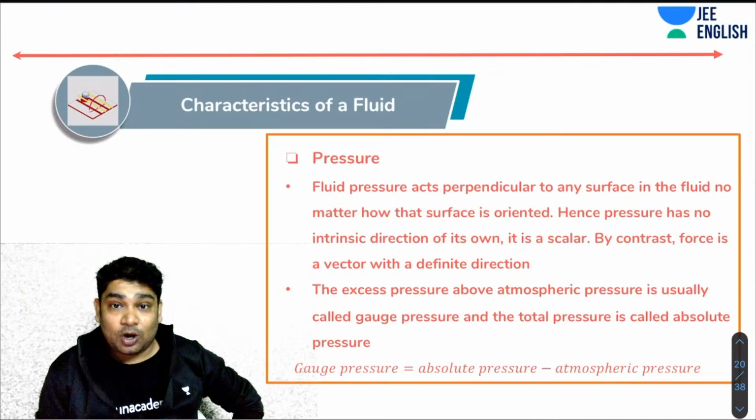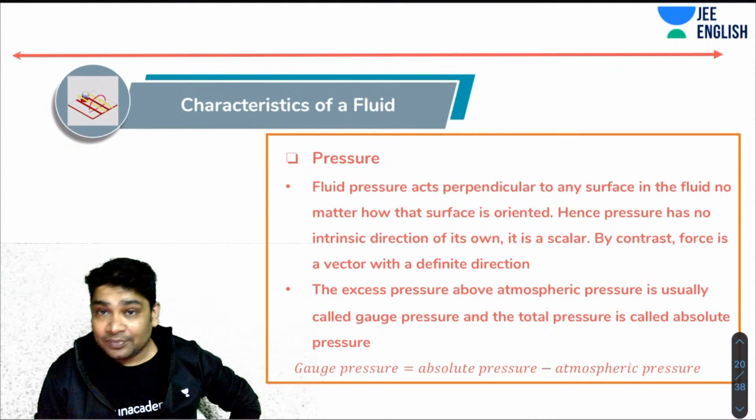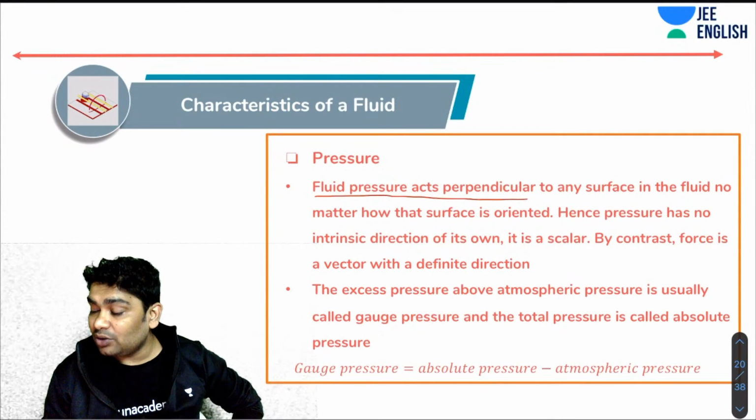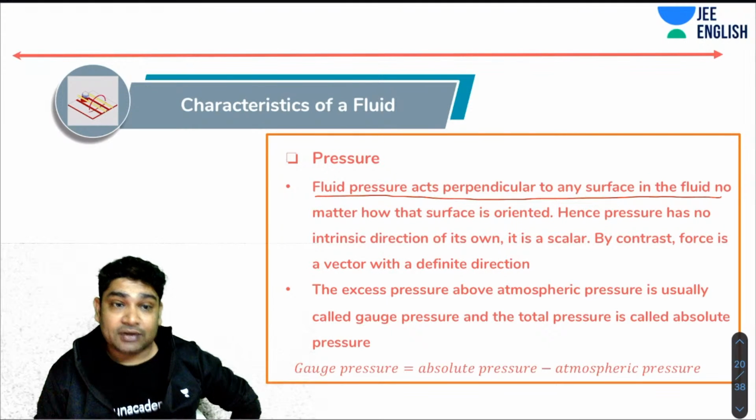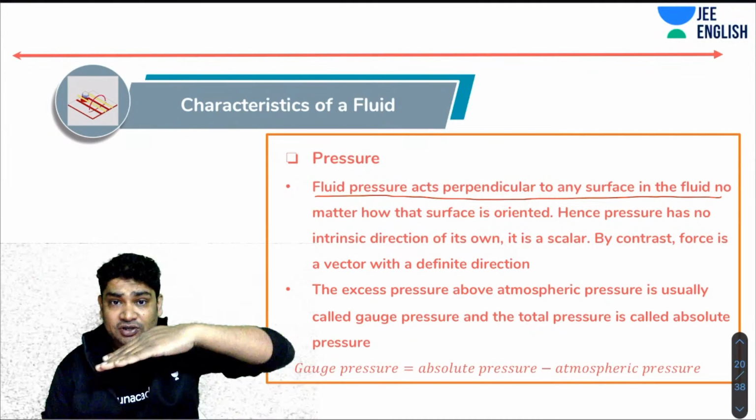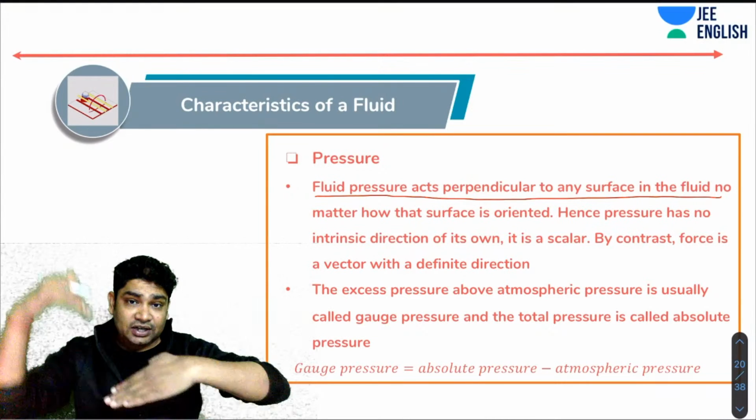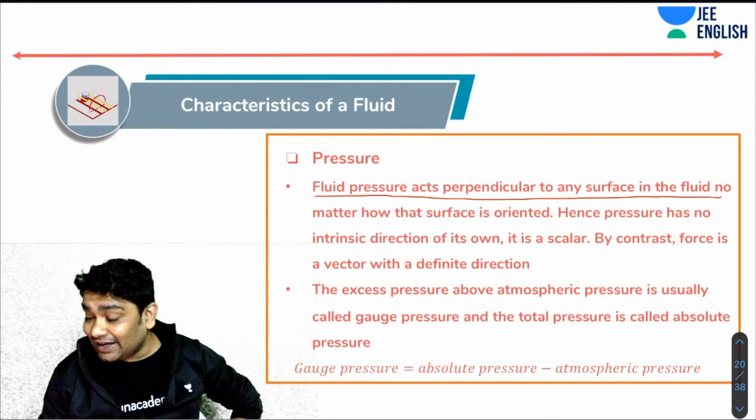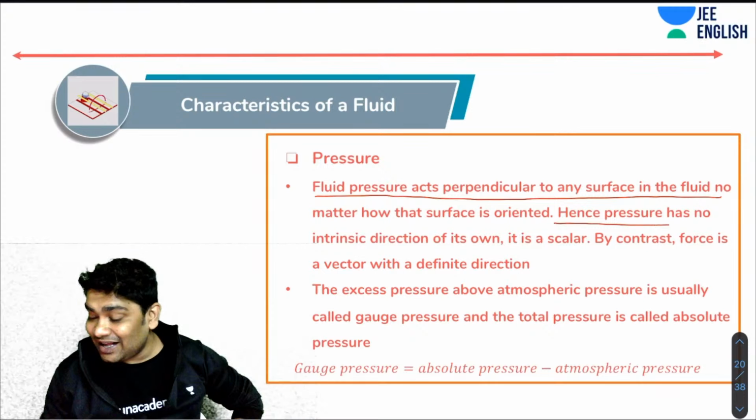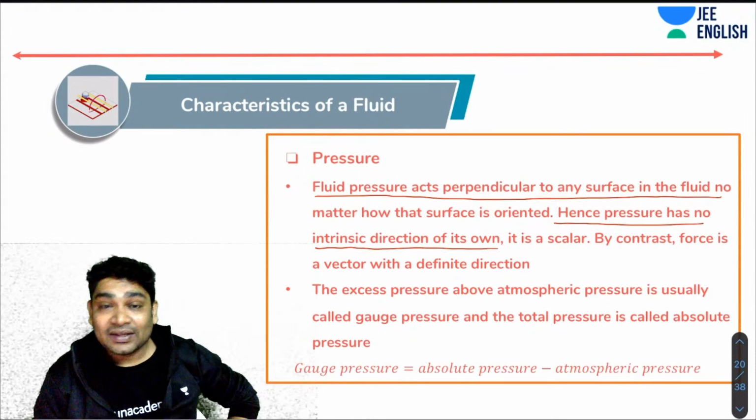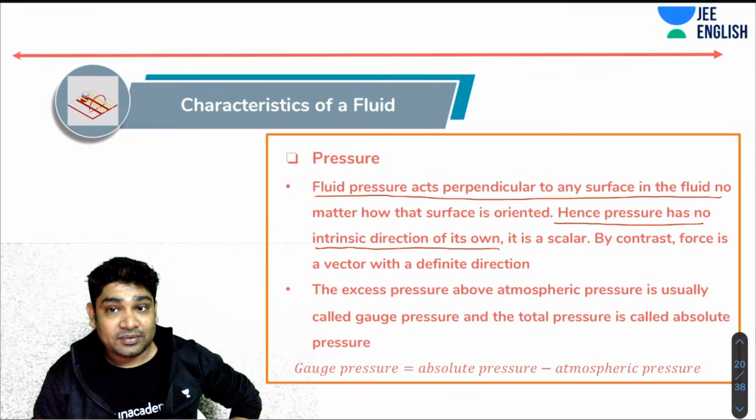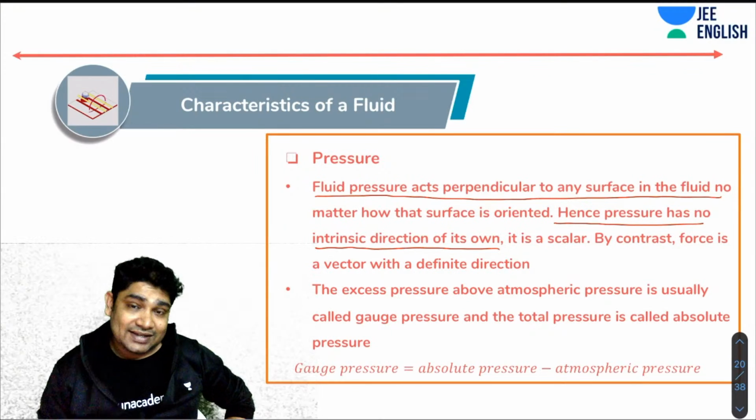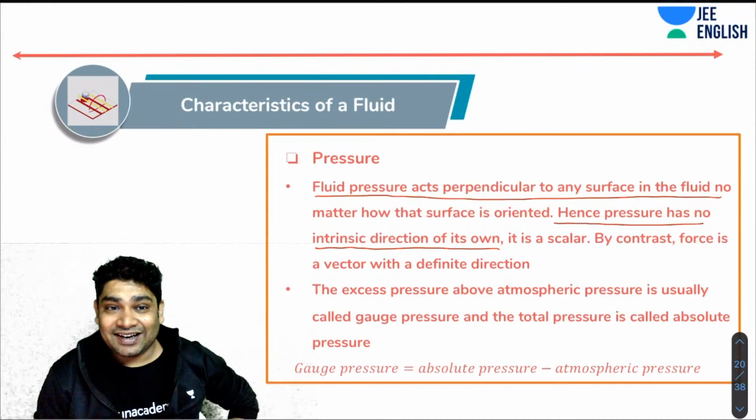Moving forward, let's talk about pressure a little more. I've already told you that fluid pressure always acts perpendicular to any surface, no matter how the surface is oriented. So you could have kept your surface like this, like this, like this. The pressure or the force exerted would have been always perpendicular to the surface. Hence pressure in itself has no intrinsic direction on its own, and that is why it is a scalar quantity. By contrast, force is a vector, so force per unit area is a scalar quantity because it has no intrinsic direction of its own.